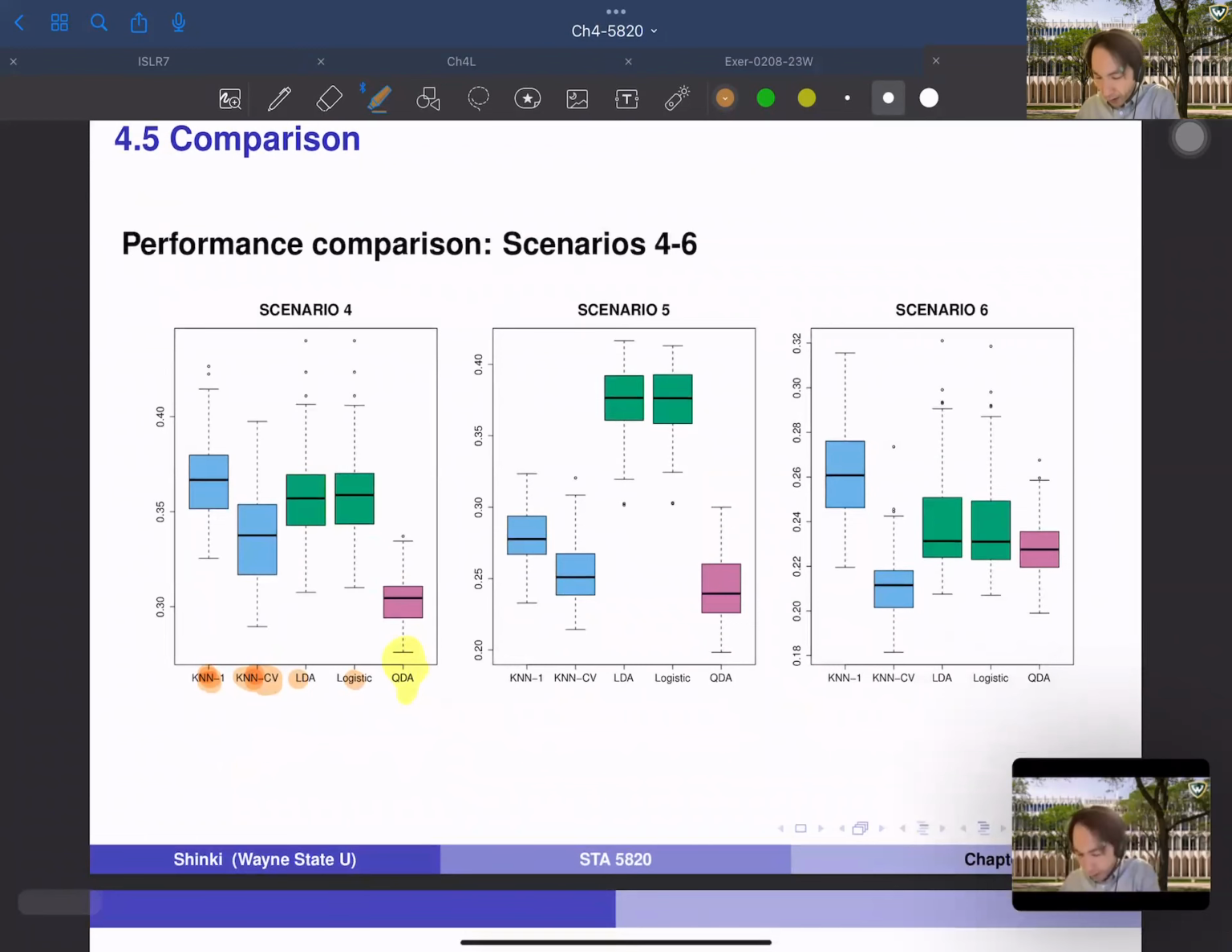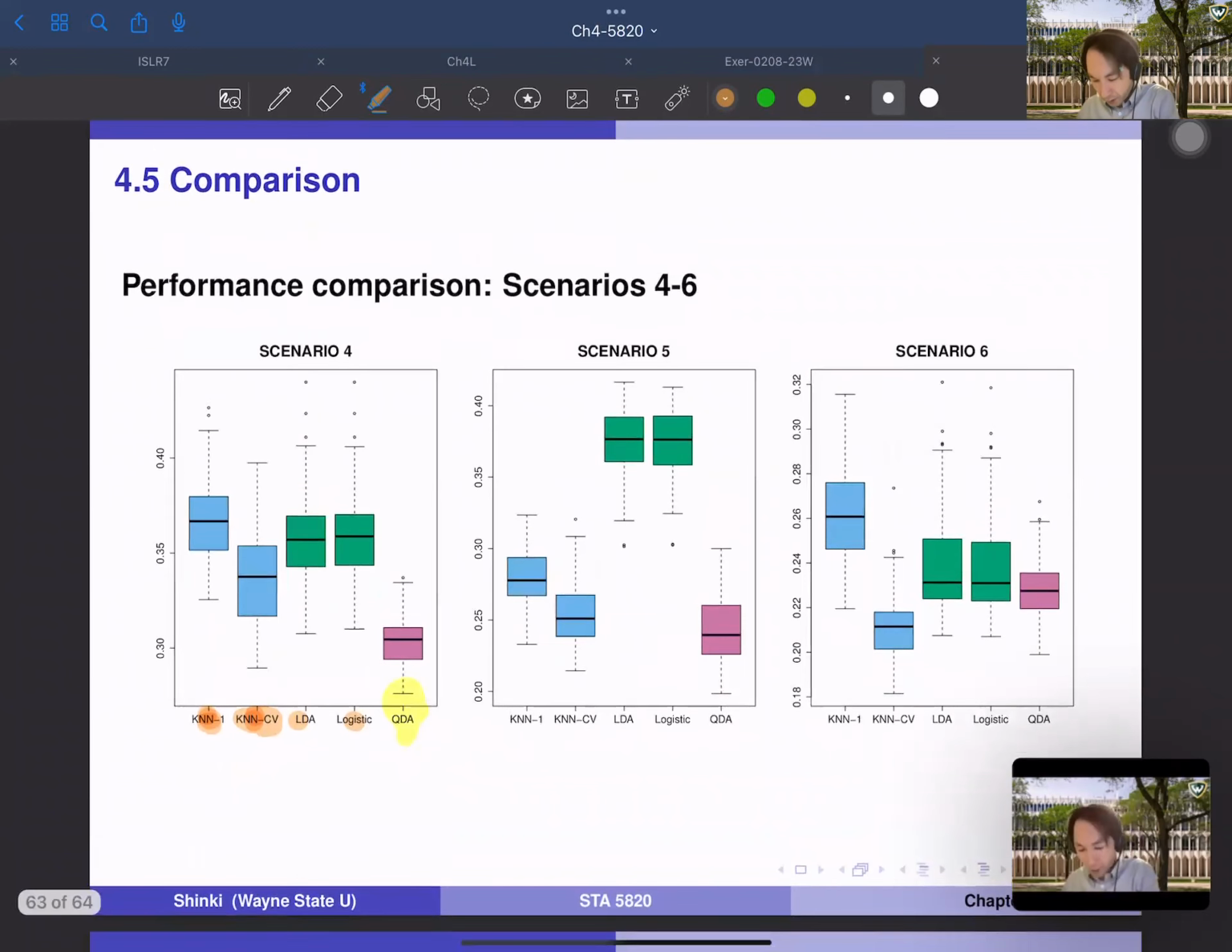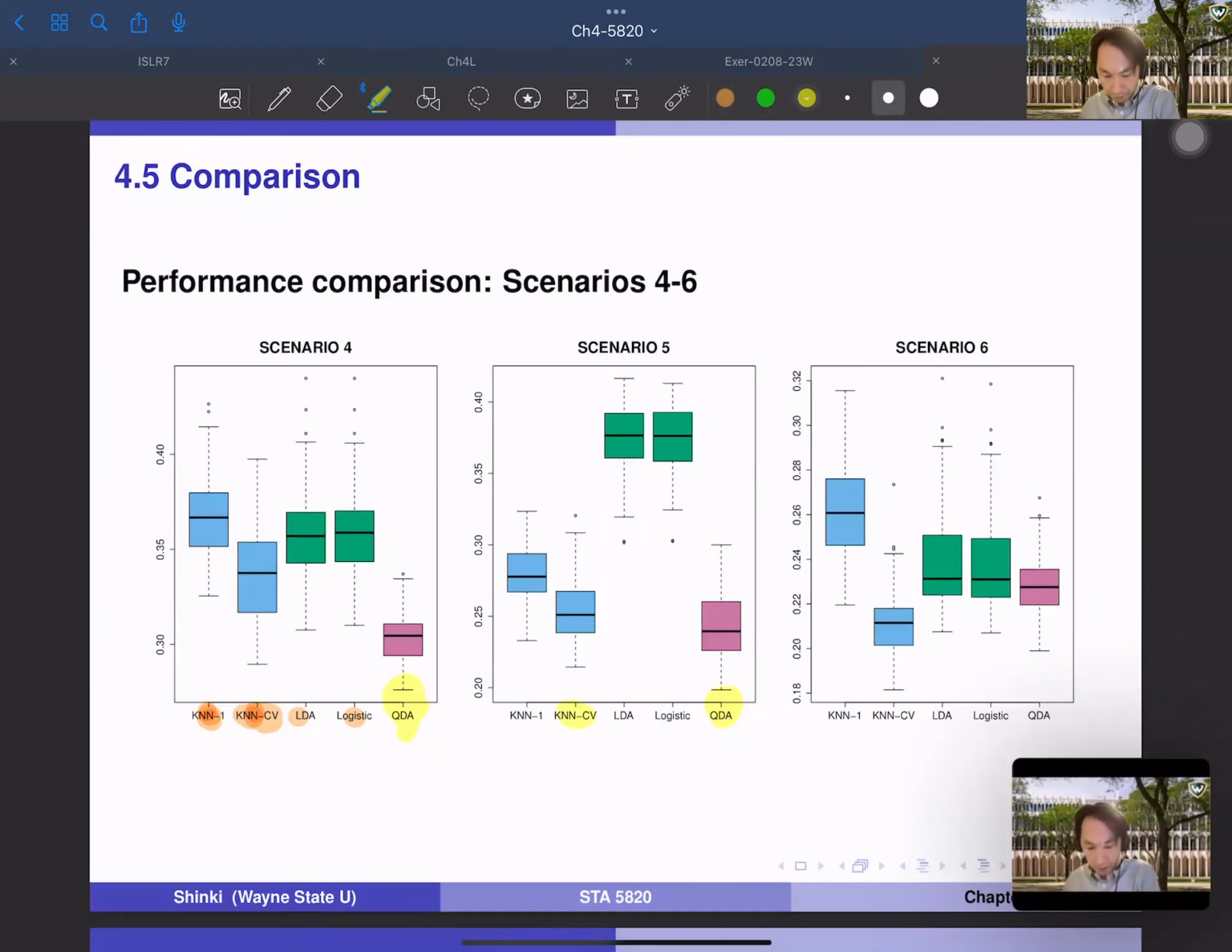Scenario 5, okay, so LDA for x1 square and x2 square and x1, x2, in the sense that we have quadratic terms in the model, it is a kind of similar to a QDA situation. So QDA is not exactly the correct model, but still QDA performs well, and KNN performs almost as well if K is chosen optimally. And for LDA and logistic, the truth is more complicated, so these models perform terribly.